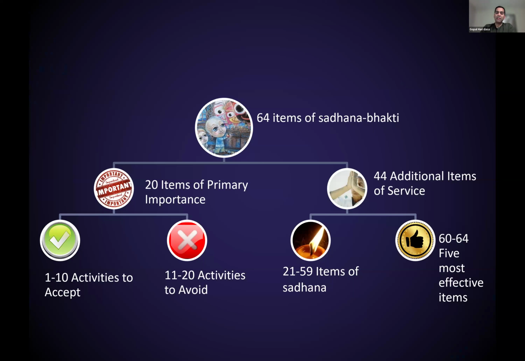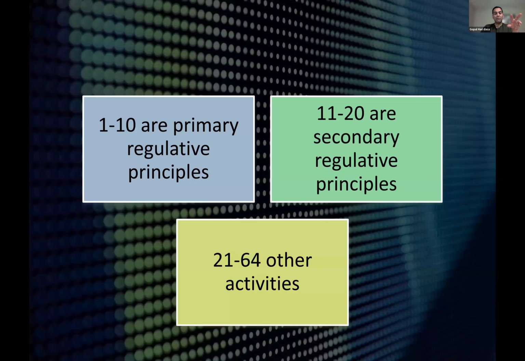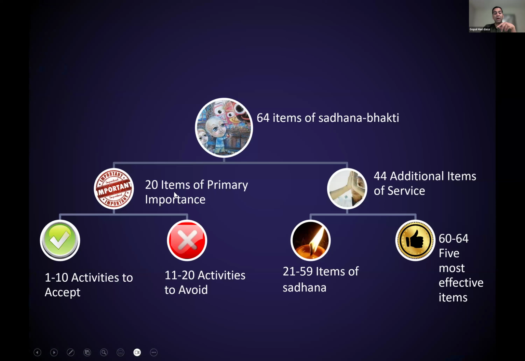So the 64 items of sadhana bhakti: 20 items of primary importance, 10 activities to accept, and 11 to 20 activities to avoid. Right? So as I mentioned to you, there are some that you have to accept and some that you have to avoid. So here's another breakdown. Though the chapters were divided like that, now we say how these are primary and regulated, secondary. So the first 20 are of primary importance: 10 things that are very important to do and 10 things that are important to avoid.